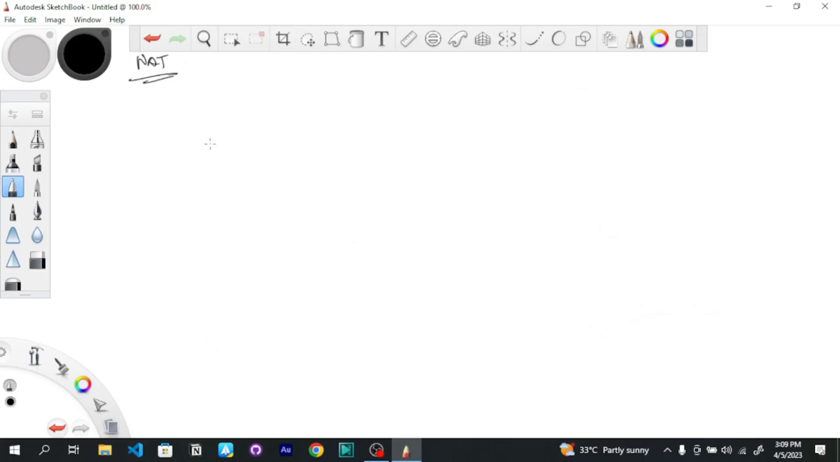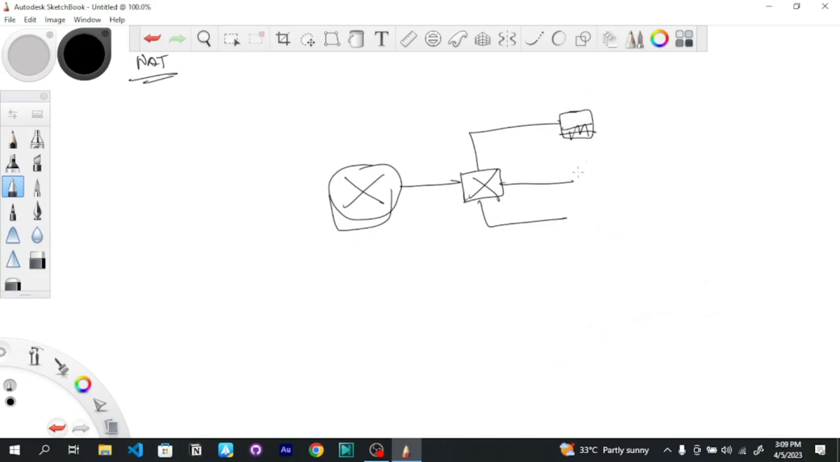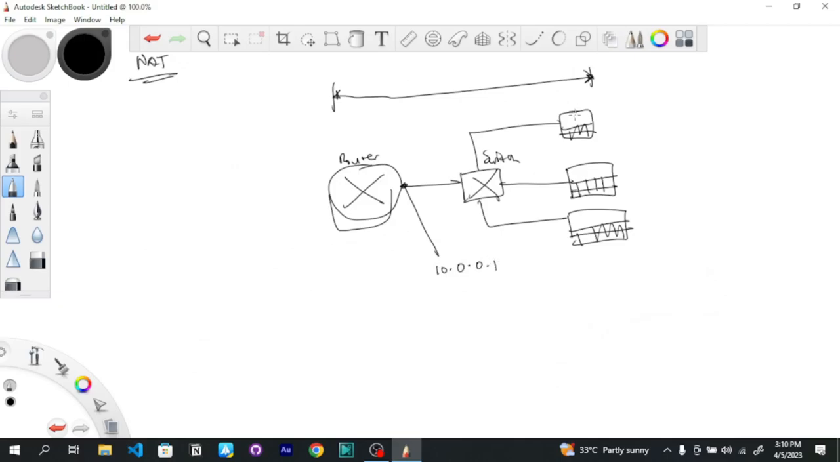NAT stands for Network Address Translation. So what does this mean? With this diagram, it really helps to understand. We're assuming these are laptops, not Game Boys. Right, this is the switch, this is the router. Okay, what are we trying to do? Yeah, so this is what we want. This is how it's looking.